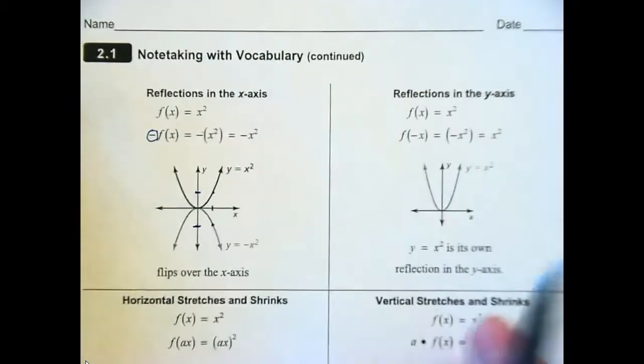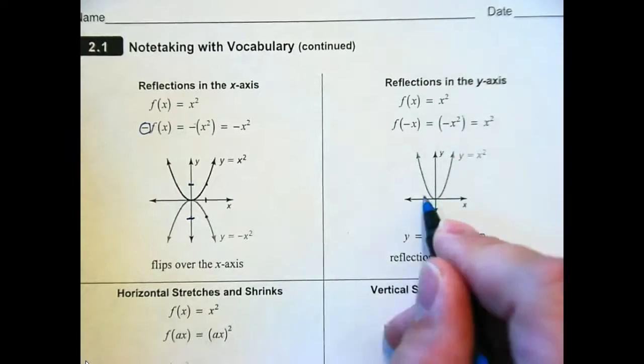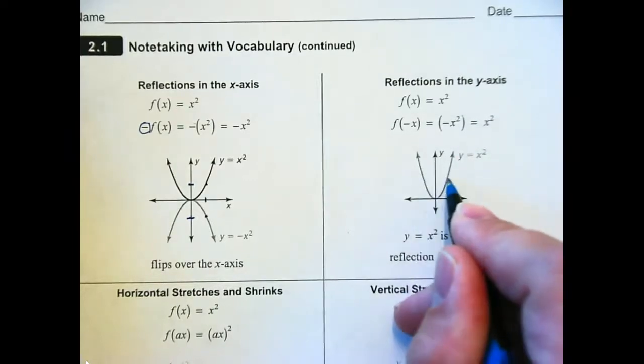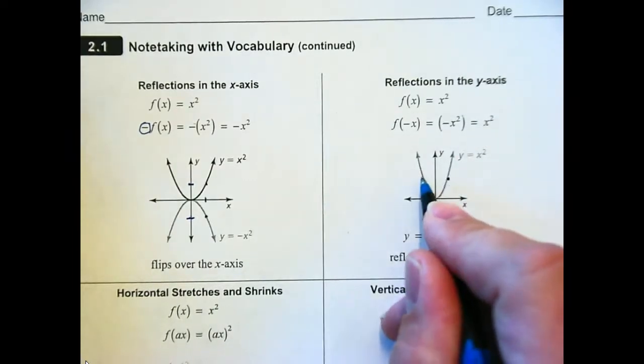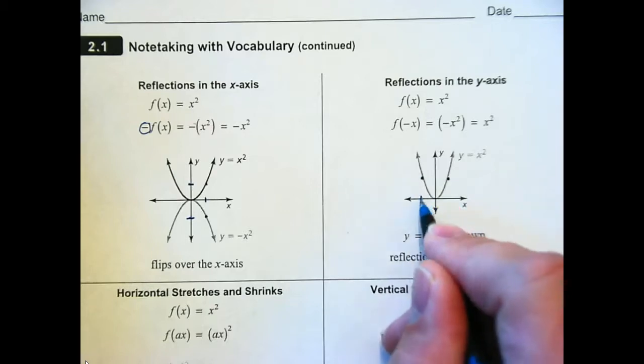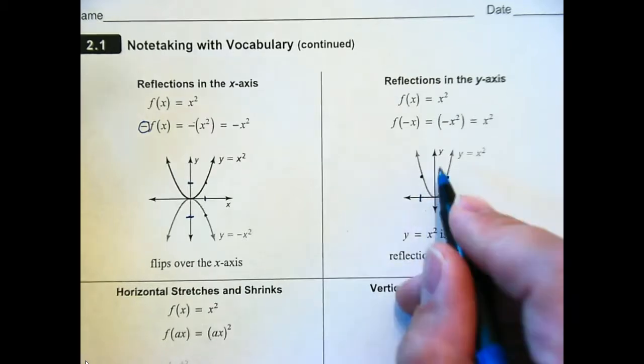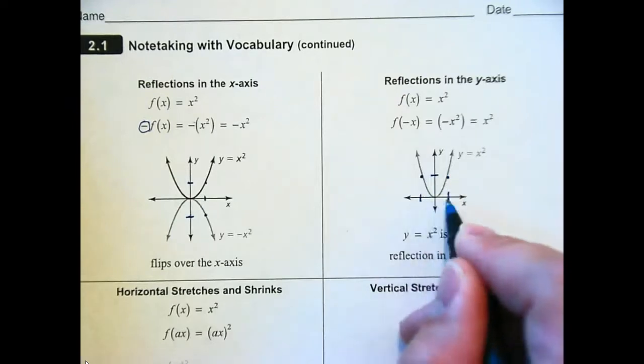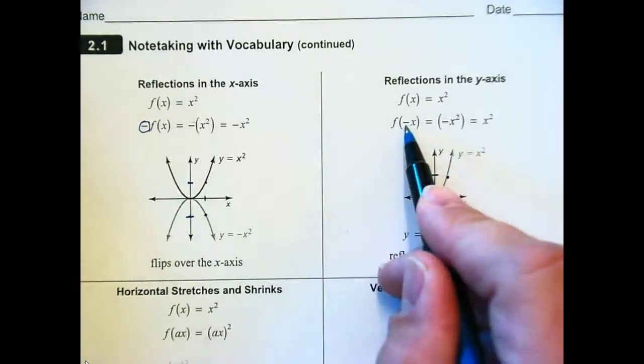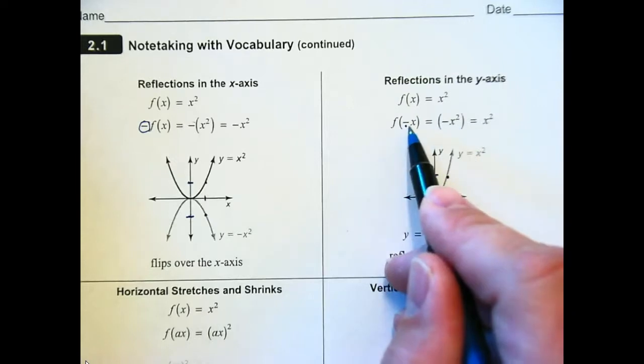Whereas when I reflect in the y-axis, okay, what was right here now goes to right there. Okay, it is a horizontal change. Nothing changes vertically. When you change horizontally, it's on the inside. It's f of negative x.